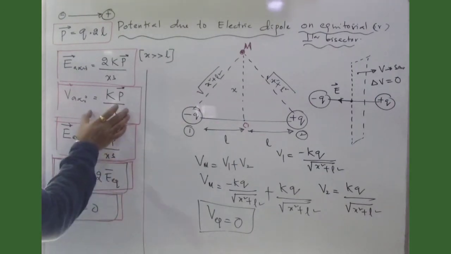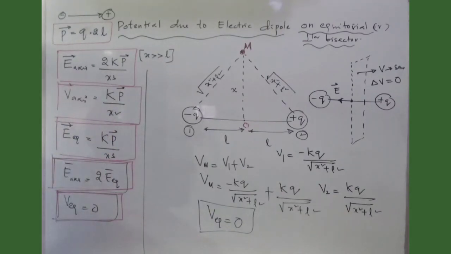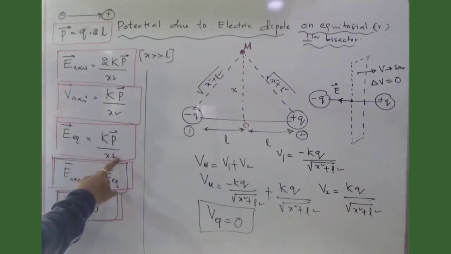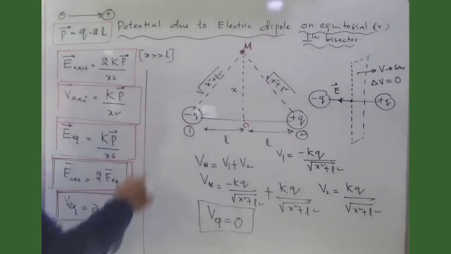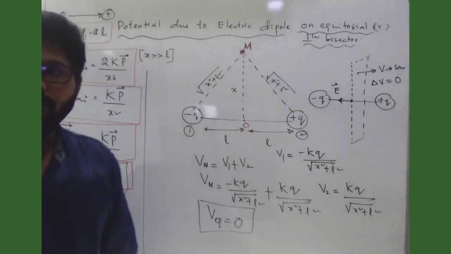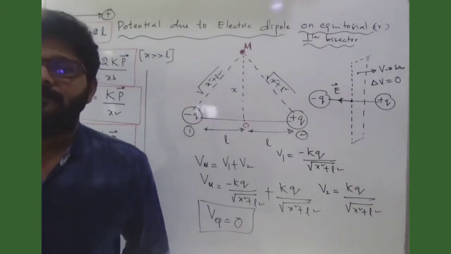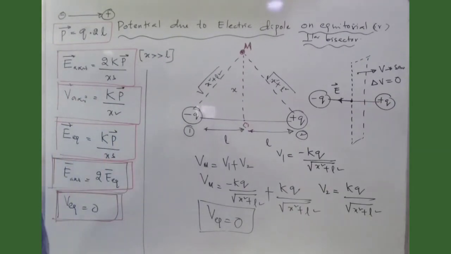Next we took one graph also here. We plotted a graph of V versus 1 by x square. Next E equatorial, Kp by x cube, we got. All the conditions are for x much greater than L. Next E axis is equal to 2 times E equatorial, and V equatorial is equal to 0. Right. Is this clear, all of you? If you still have any doubts, let me know. Fine. Hope it is clear to all of you.